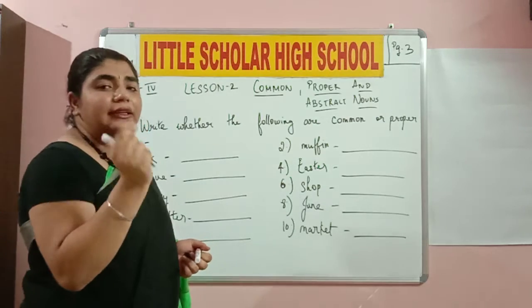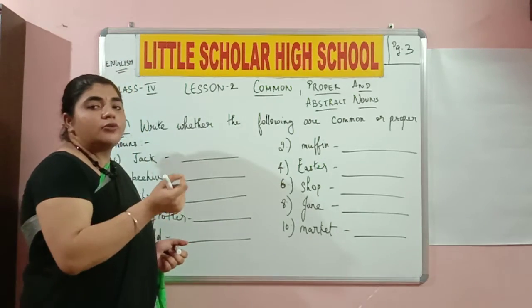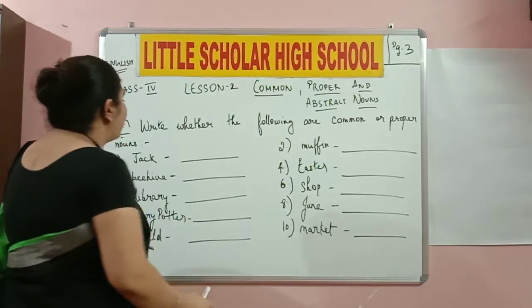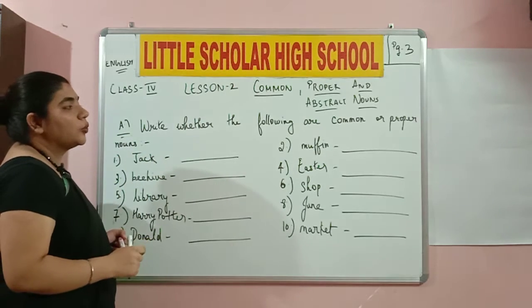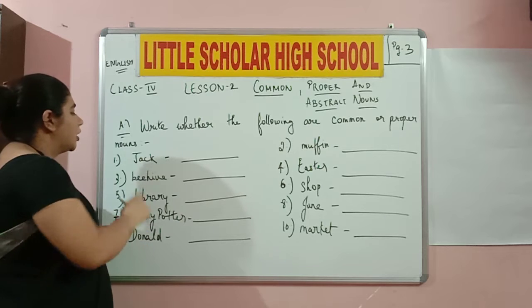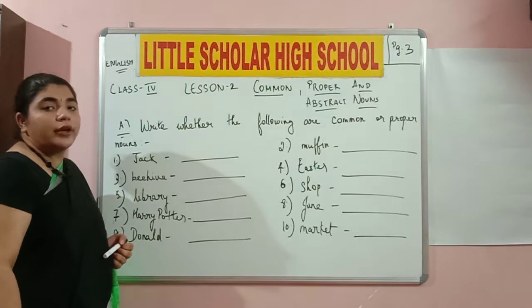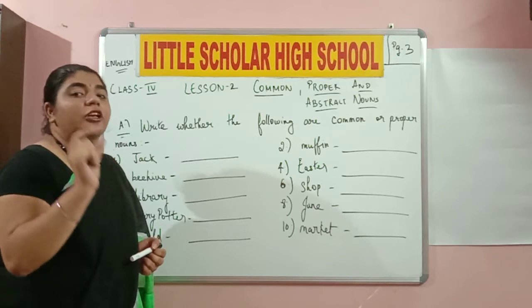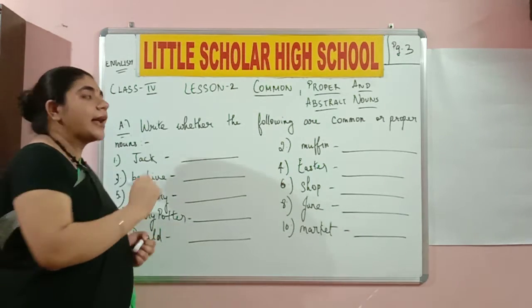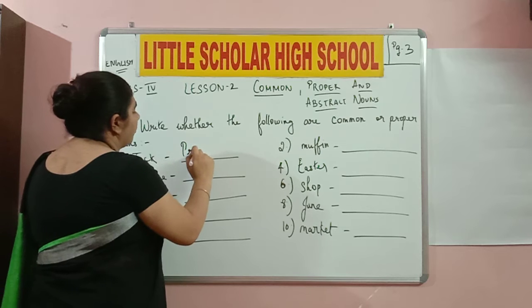That is one easy technique to find out what are proper nouns and what are common nouns. Okay, now we have an exercise over here on page number 3. The first one, write whether the following are common or proper nouns. The first one over here, what is the first one? Jack. What do you think Jack is? Jack is the name of a specific person. So Jack is a proper noun.